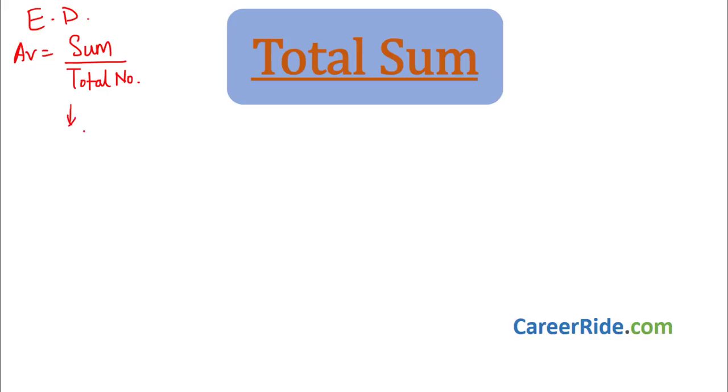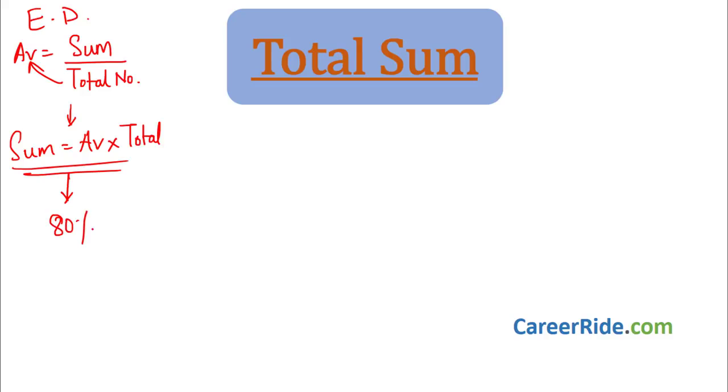Total sum is nothing but this. Sum can be written as average into total number of observations, right? We just take it over here and multiply. This is nothing but the total sum. See how easy it is. This concept will help you solve almost 80% of averages sums, because most of the sums that are asked nowadays in exams are easily solvable through this total sum concept. We'll see some examples right now that would help you clarify this concept of total sum and how to use it and what exactly it means.